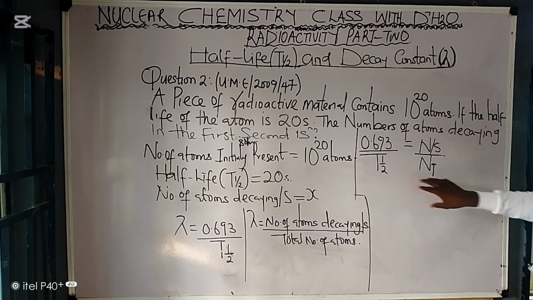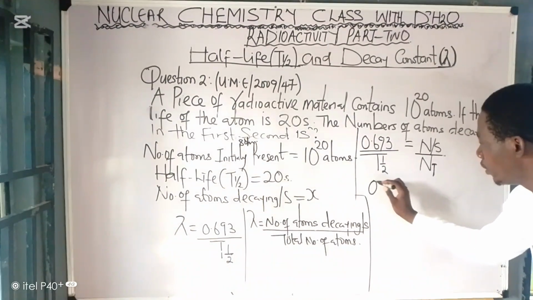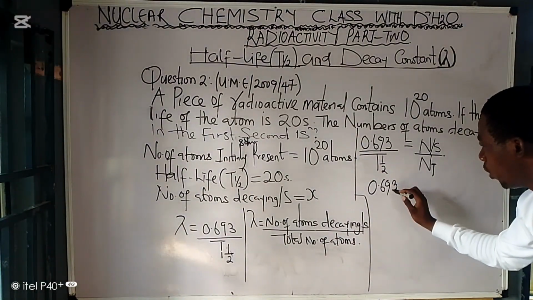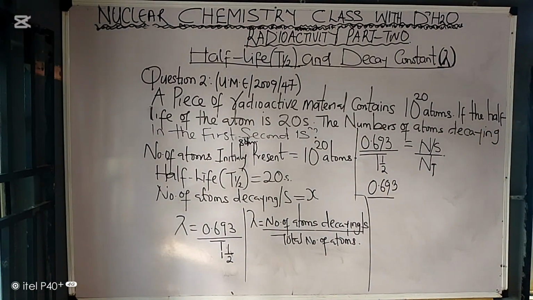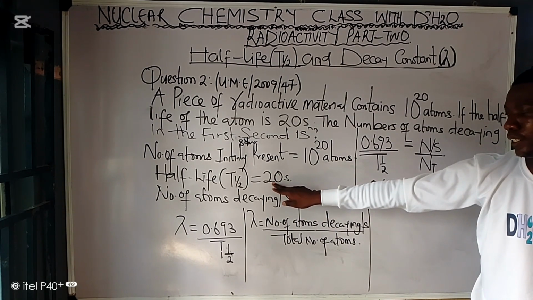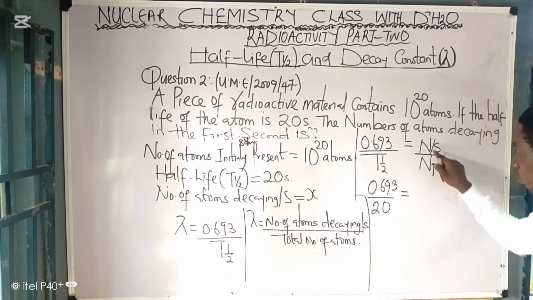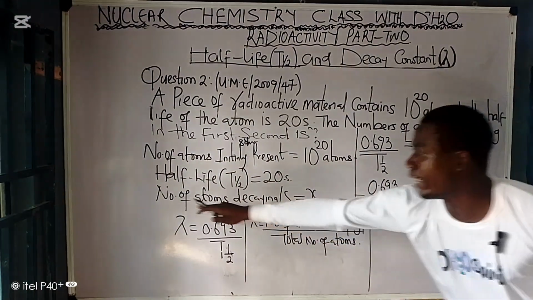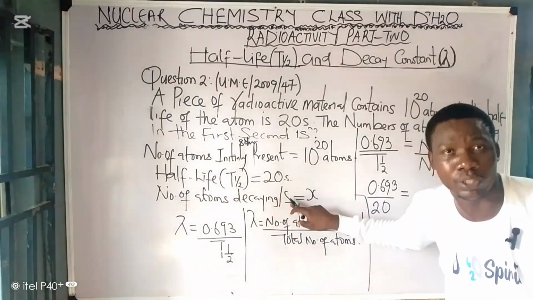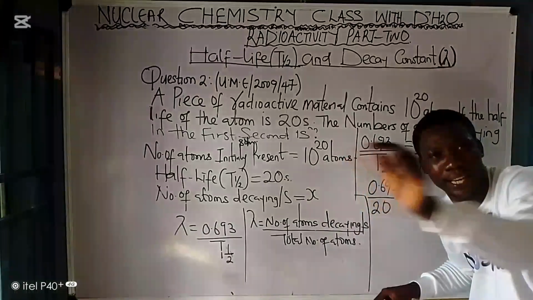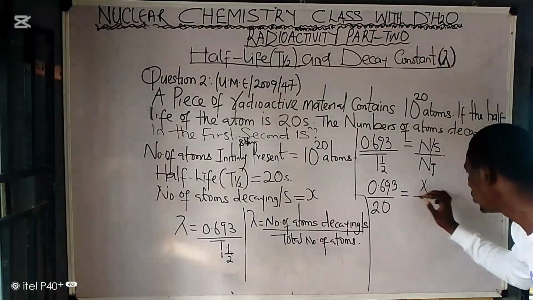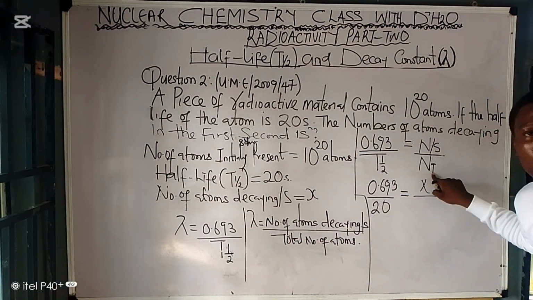So if I get this formula now, I can solve this. Why? This is 0.693. Watch carefully. What is our half-life? Our half-life is 20. So you put it here. You have 20 equals to, this is what we are looking for, the number of atoms decaying per second, which we are calling x. So we can write x here over the total number of atoms that was present.